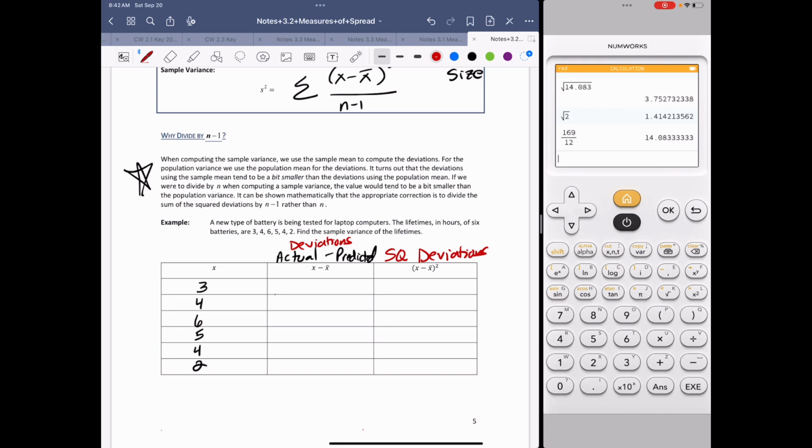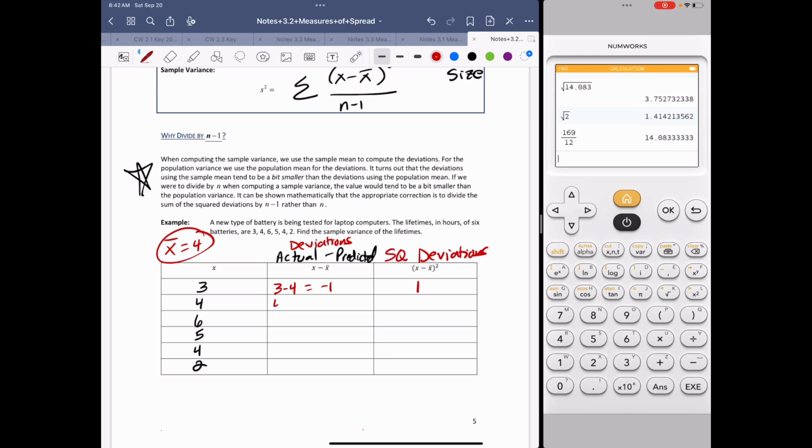So find the mean of that data, add it up and divide by 6, and you're going to come up with x bar equals 4. So I expect my battery to last 4 hours. If you look at the first column, I'm going to do 3 minus 4, which is -1. It lasted 1 hour less than I thought. Square it, I'm going to get 1.